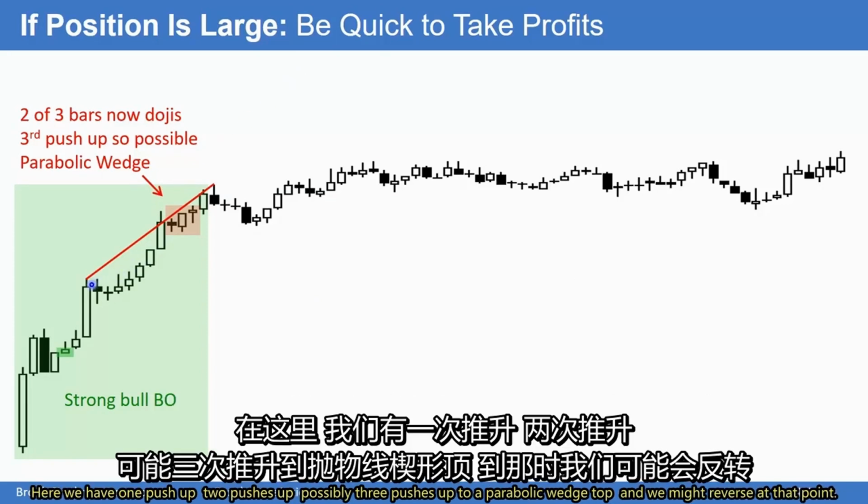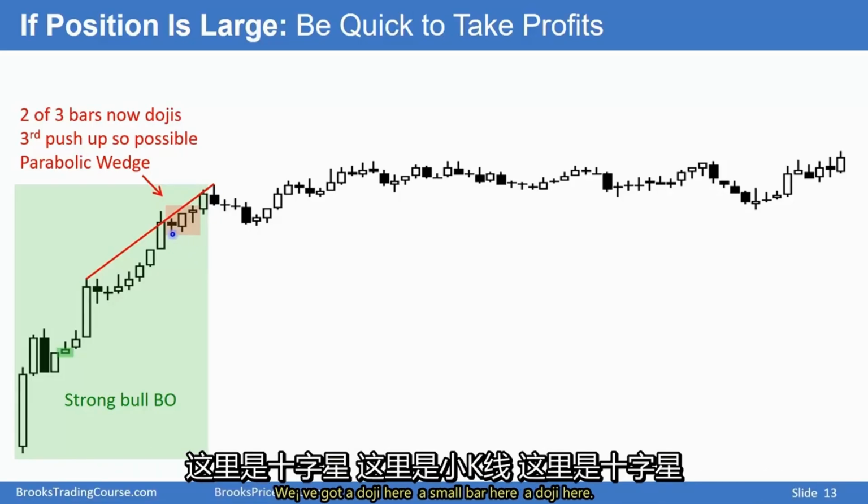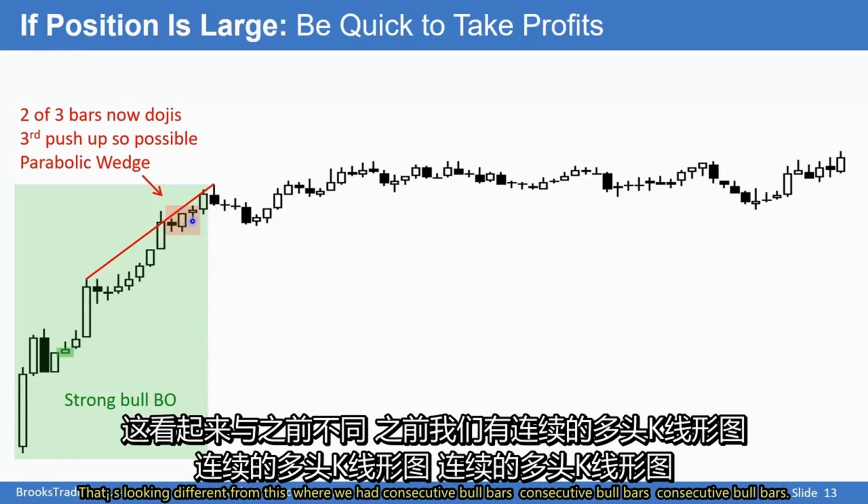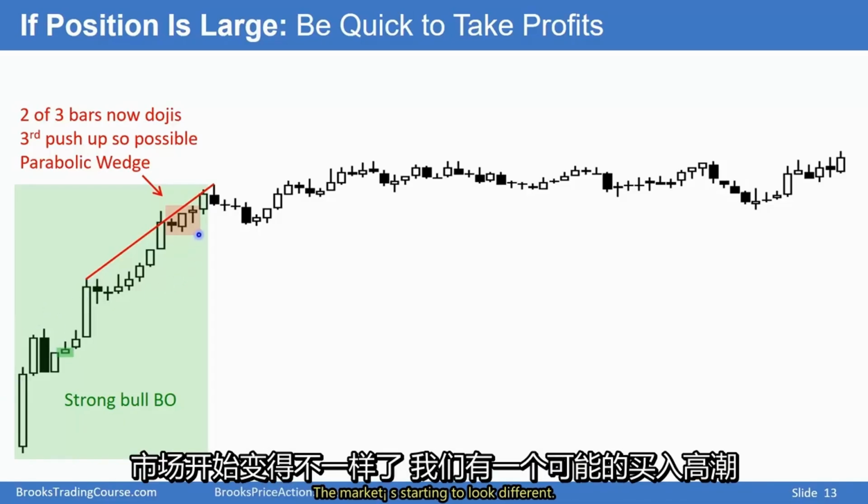Here we got 1 push up, 2 pushes up, possibly 3 pushes up to a parabolic wedge top, and we might reverse at that point. We got a doji here, a small bar here, a doji here. That's looking different from this, where we had consecutive bull bars, consecutive bull bars, consecutive bull bars. The market's starting to look different.